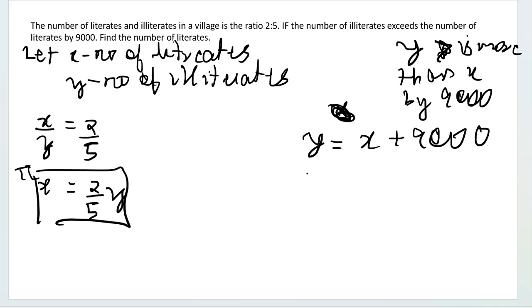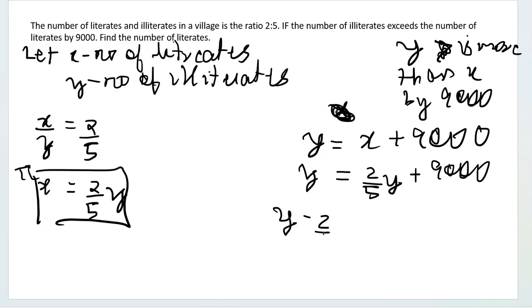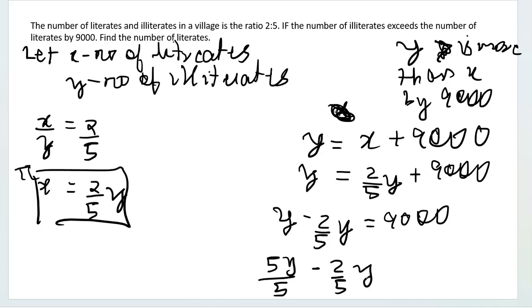In this we use our trump card. Our trump card says what? Y is 2 upon 5 y plus 9,000. We use our trump card. Now we bring all y's on one side, so it becomes 2 upon 5 y is equal to 9,000. We make the base same, so this we multiply by 5. 5 upon 5 minus 2 by 5 is equal to 9,000.